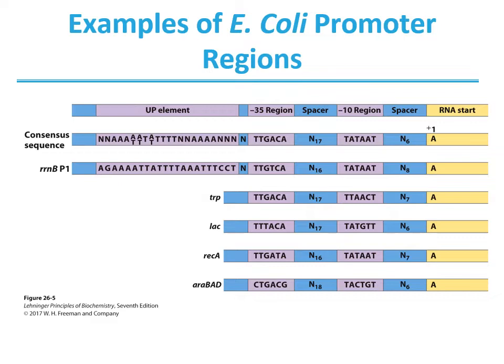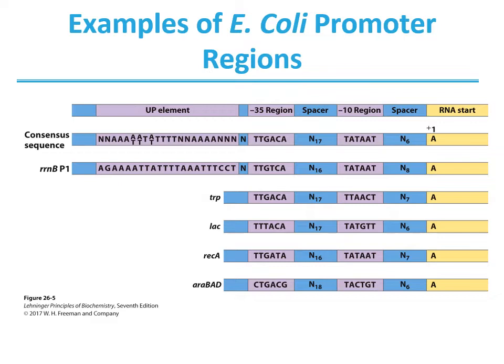The consensus sequence for E. coli promoters recognized by the sigma 70 is shown second from the top. Spacer regions contain slightly variable numbers of nucleotides, designated as N. Only the first nucleotide coding the RNA transcript, at position 1, is shown.